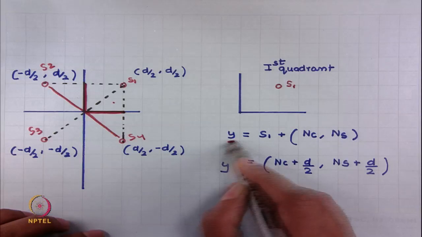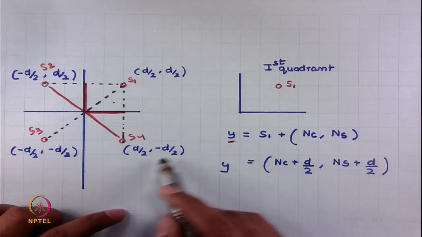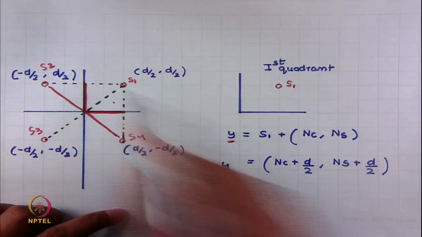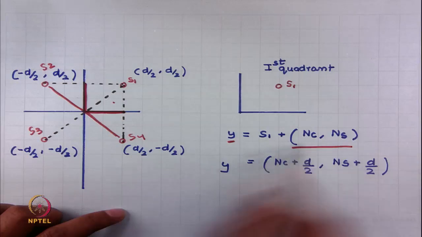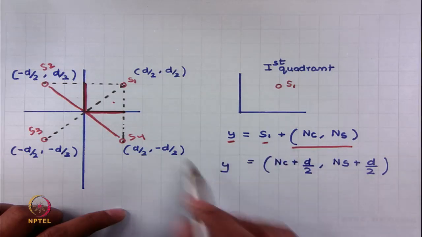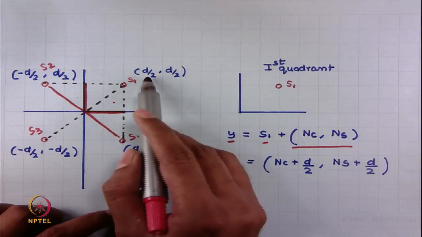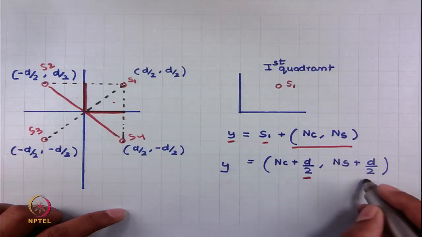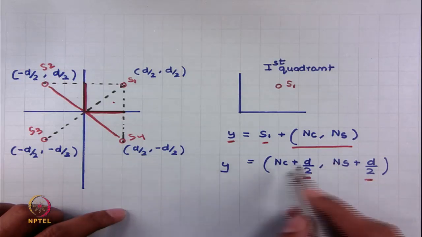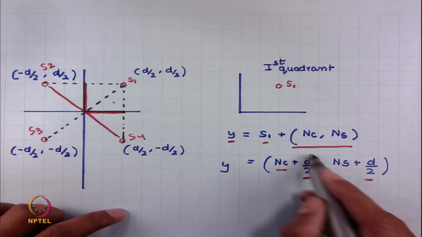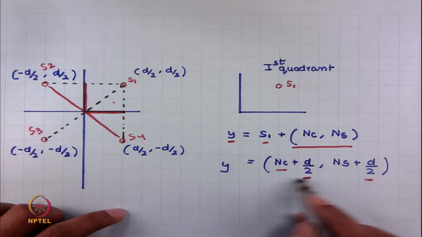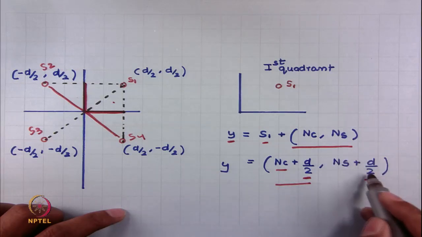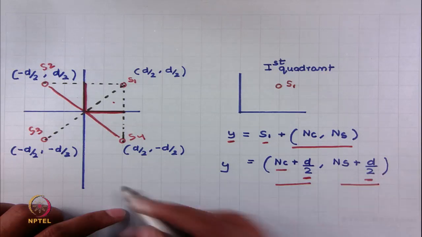Okay. So, Y let us say is the received quantity and this is S1, the signal transmitted, plus noise riding on the signal. What is the location of S1? S1 is located at d by 2 and d by 2. So, it is d by 2 in the x direction and d by 2 in the y direction, and this random variable NC adds to this d by 2 in the x direction or in the I channel, and this random variable NS adds to this d by 2 in the y direction or in the Q channel.